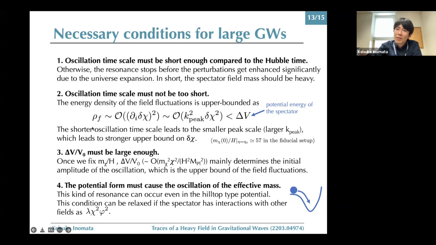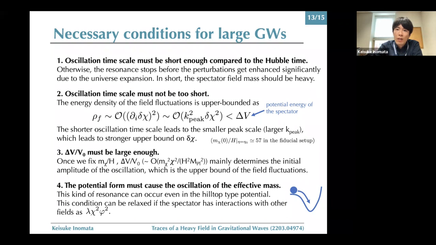And related to the second condition, delta V over V0 must be large enough. Delta V is the spectator field potential energy and V0 is the inflaton potential energy. Once we fix m chi over H, where m chi is the mass of the spectator field, this delta V over V0, which can be approximated as this, mainly determines the initial amplitude of the spectator background field. So this becomes the upper bound of the field fluctuation. So delta V over V0 must be large enough.